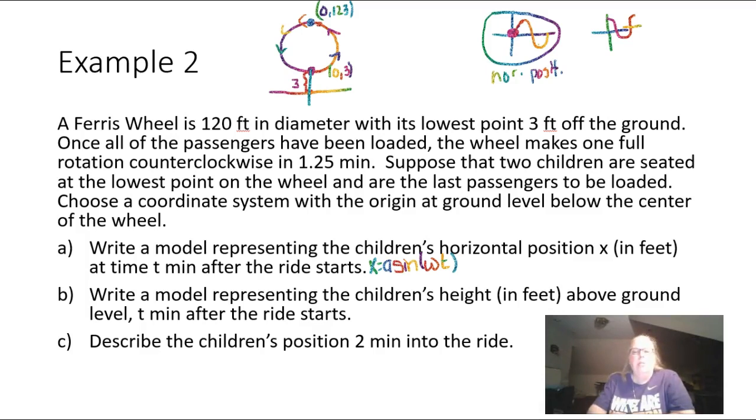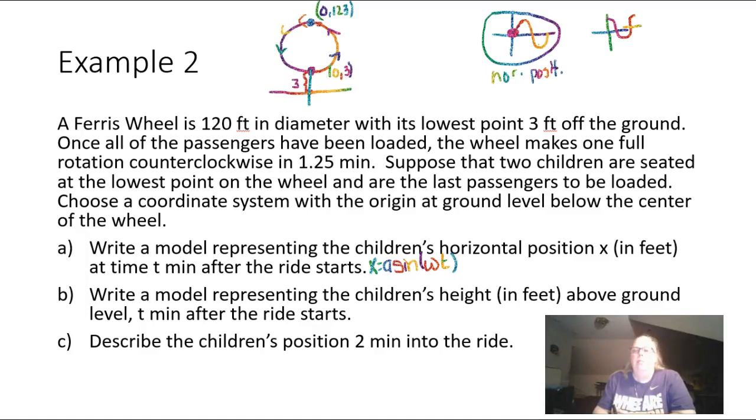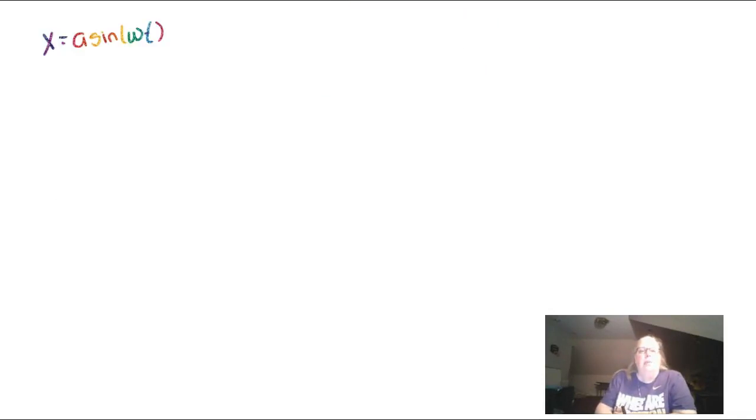Okay, and we may want to go over to a blank slide here to do this. Okay, so x is equal to a times the sine of omega times t. All right, let's see the period. There we go, 1.25 minutes. Okay, so the period is 1.25. The frequency is 1 divided by the period, so 1 divided by 1.25. This gives me 0.8 hertz.